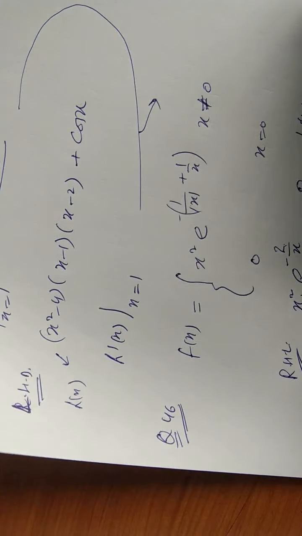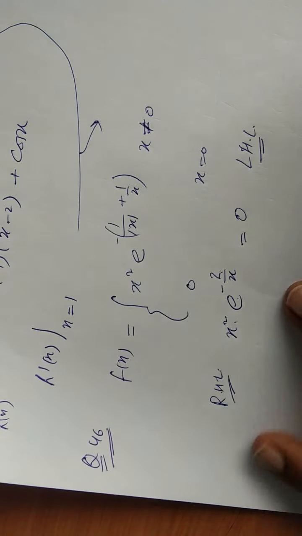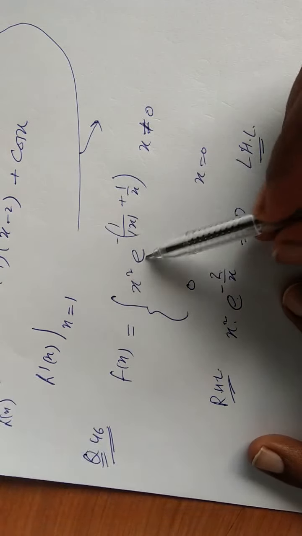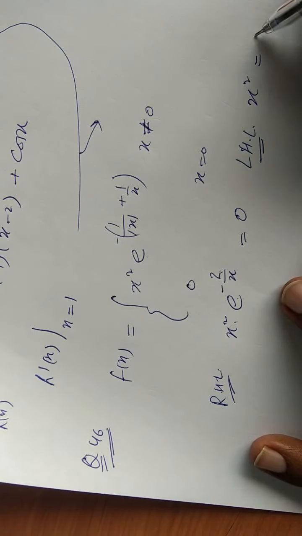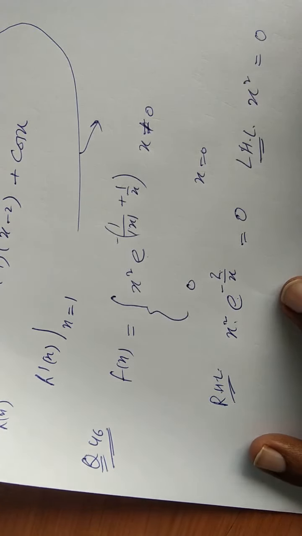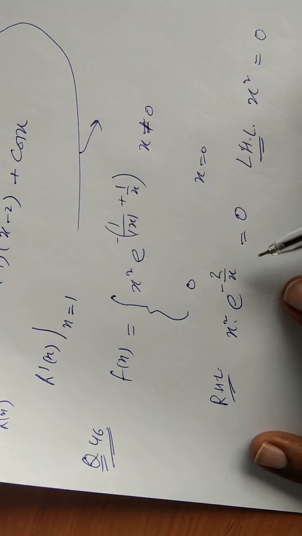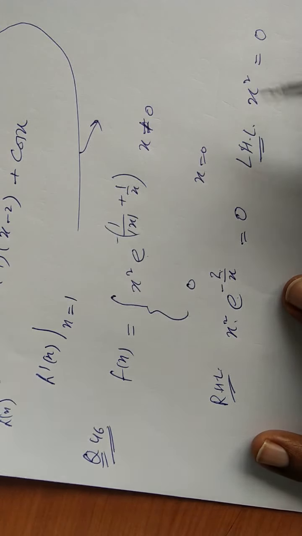Calculating LHL, for LHL this will become 0, e power 0 would be 1, we'd be left with x square. When x tends to 0, this will be equal to 0 as well. So clearly the function is continuous at x is equal to 0.